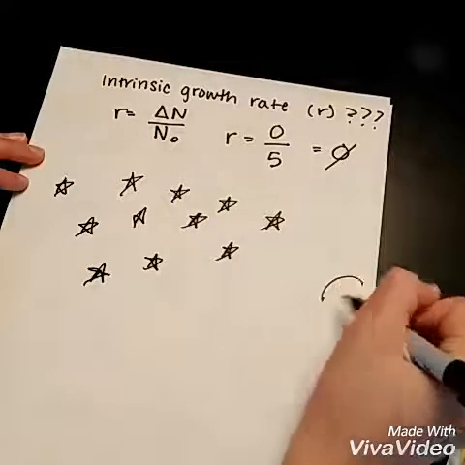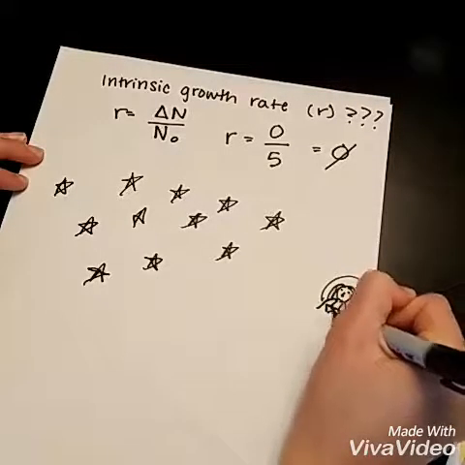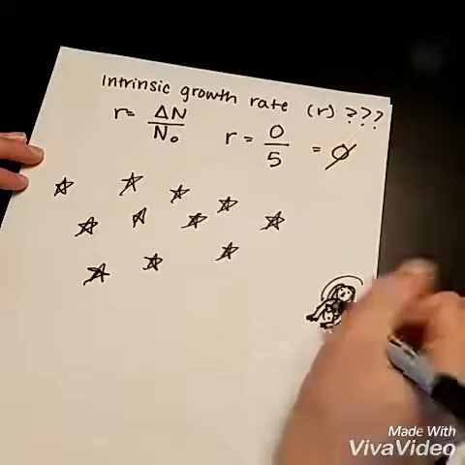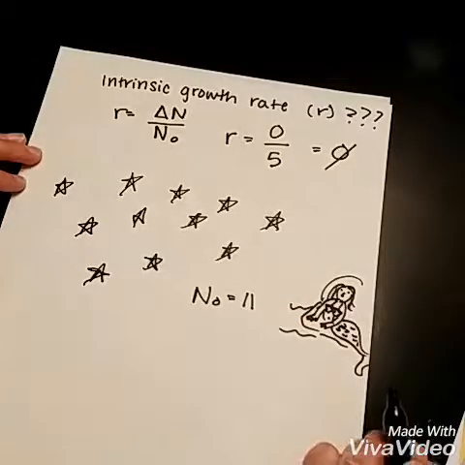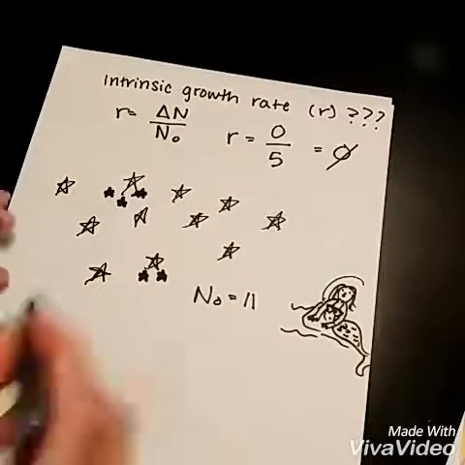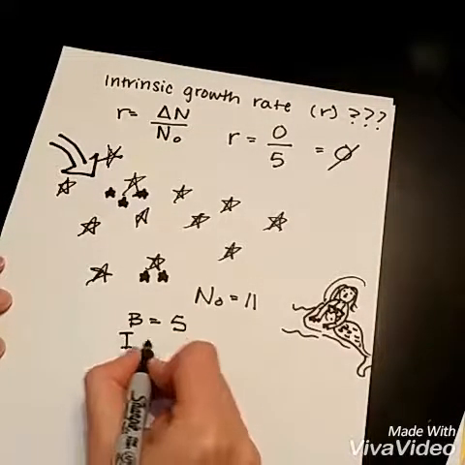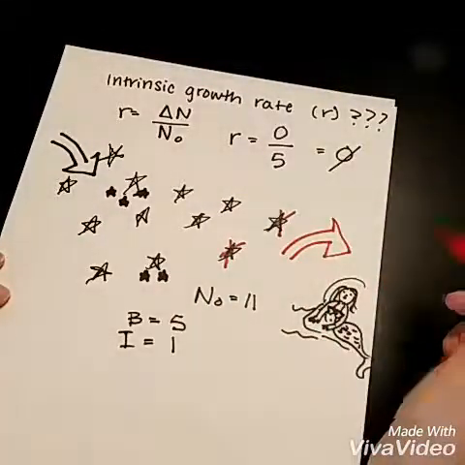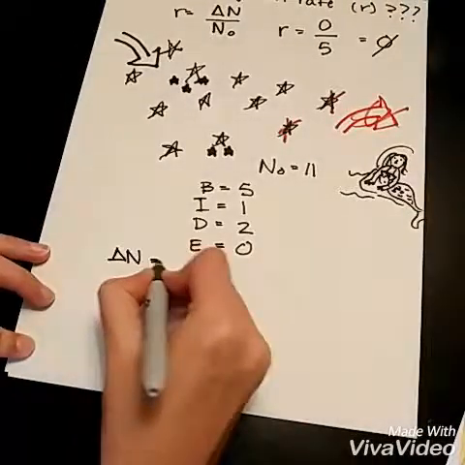Now we're going to see a slightly larger population in starfish, which our Little Mermaid is going to watch over carefully. So this starfish population is represented by an initial population of 11. 2 starfish are going to give birth, and 1 starfish is going to join. So our births are going to equal 5, our immigration equals 1. 2 starfish are going to die, and none are going to emigrate because this is an awesome place to live.